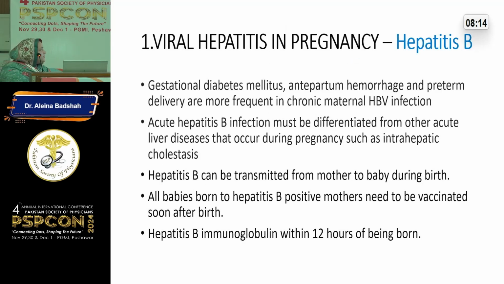Viral hepatitis in pregnancy, hepatitis B. Hepatitis B needs to be differentiated from other viruses because, again, if it presents as an acute viral hepatitis B in pregnancy, it can cause fulminant hepatic failure, so you have to be careful. If a patient has chronic hepatitis B and she becomes pregnant, then that is going to be another scenario. Gestational diabetes mellitus, antepartum hemorrhage, and preterm delivery. These are the three conditions that are more common in patients who have chronic hepatitis B infection.